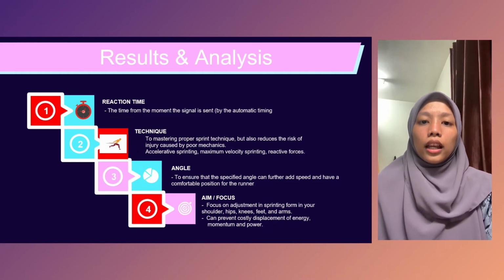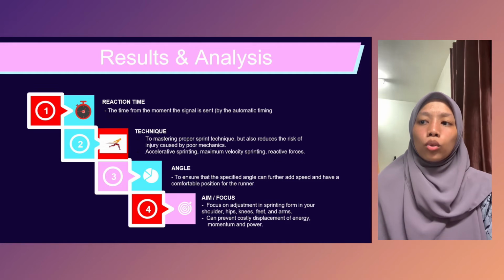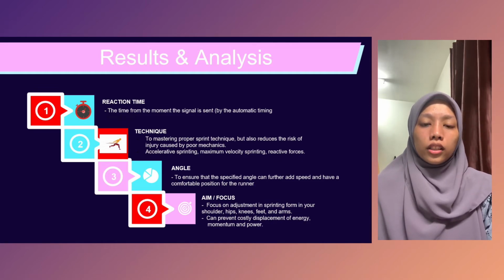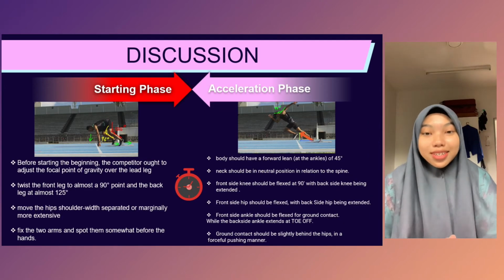Last point, aim or focus. Focusing on adjustment in sprinting form in your shoulders, hips, knees, feet and arms can prevent costly displacement of energy, momentum and power. To improve sprinting form and prevent injuries resulting in an event, use both sides of your body. So the next slide is for discussion.